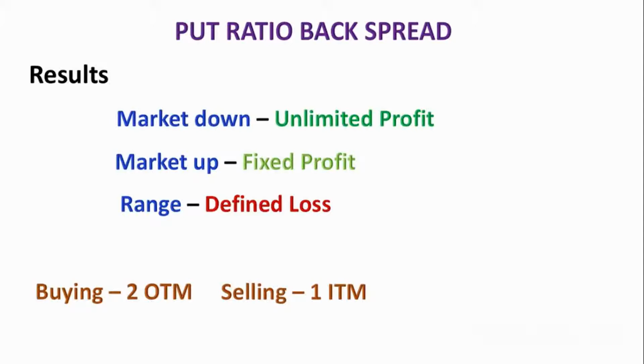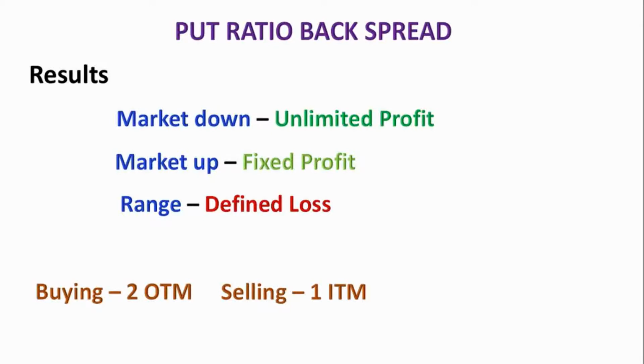So what can you expect from this strategy, the put ratio back spread? As we discussed, our expectation is that the market will go down. On the first leg, as we predicted, if the market goes down as we wish, we will make unlimited profit. I can give an example like a naked long put. With a long put, we want the market to go down. If the market goes down, we will make unlimited profit. So in this strategy, on the first leg, if the market goes down, we will make unlimited profit.